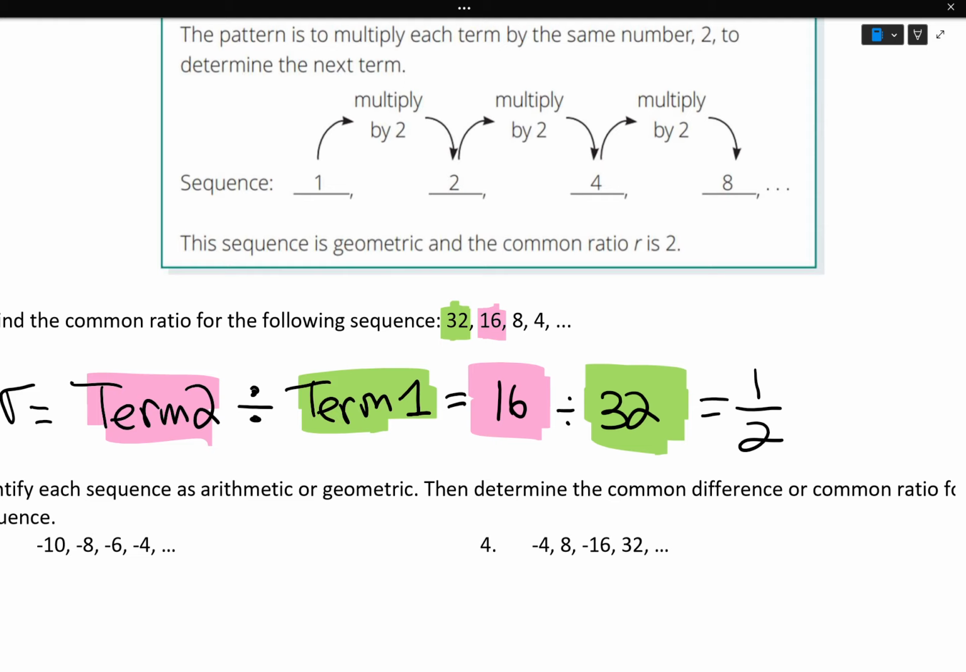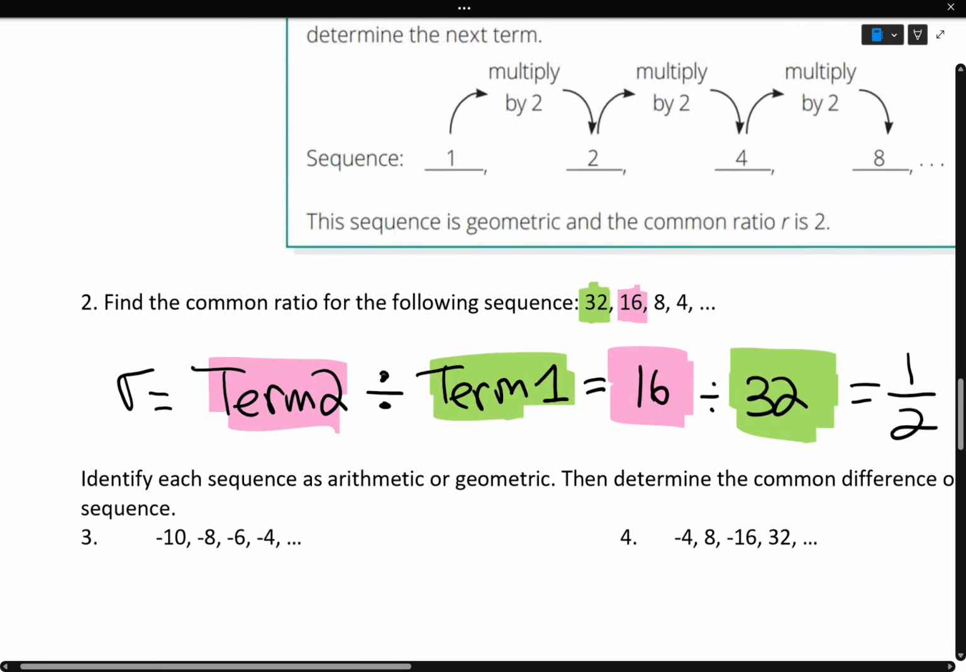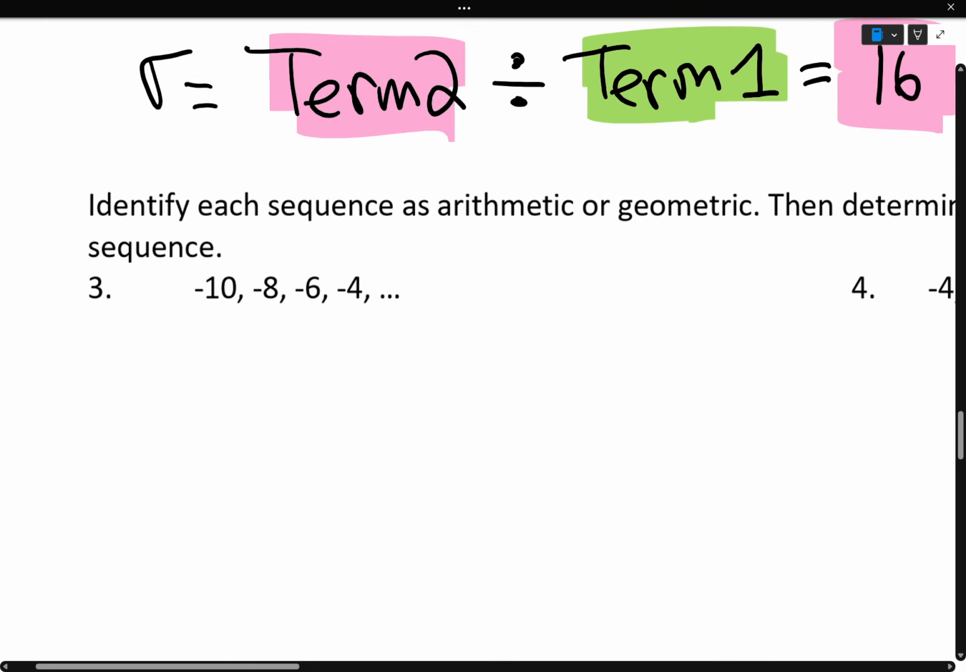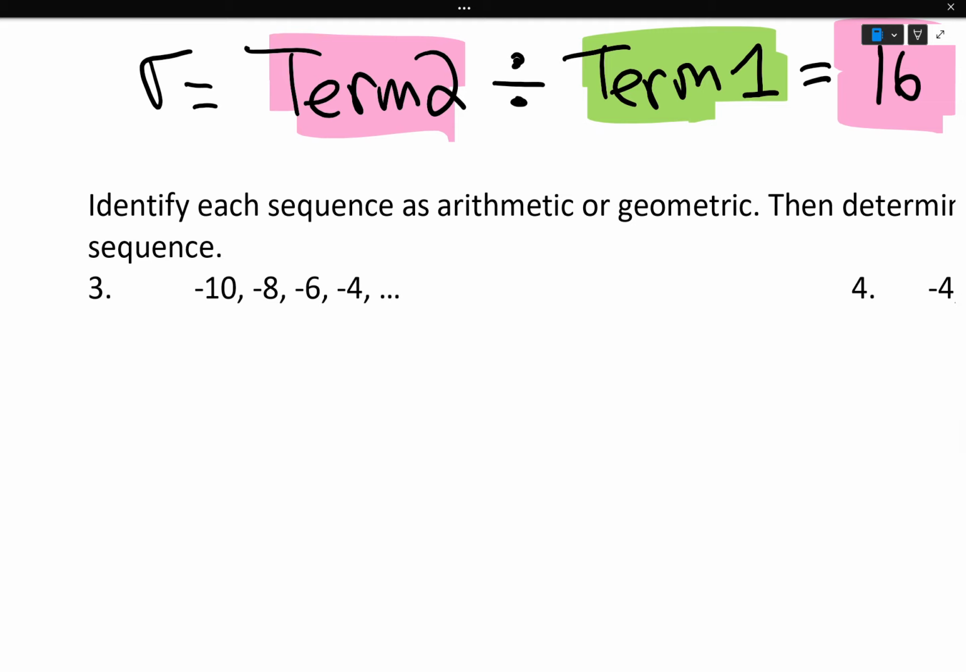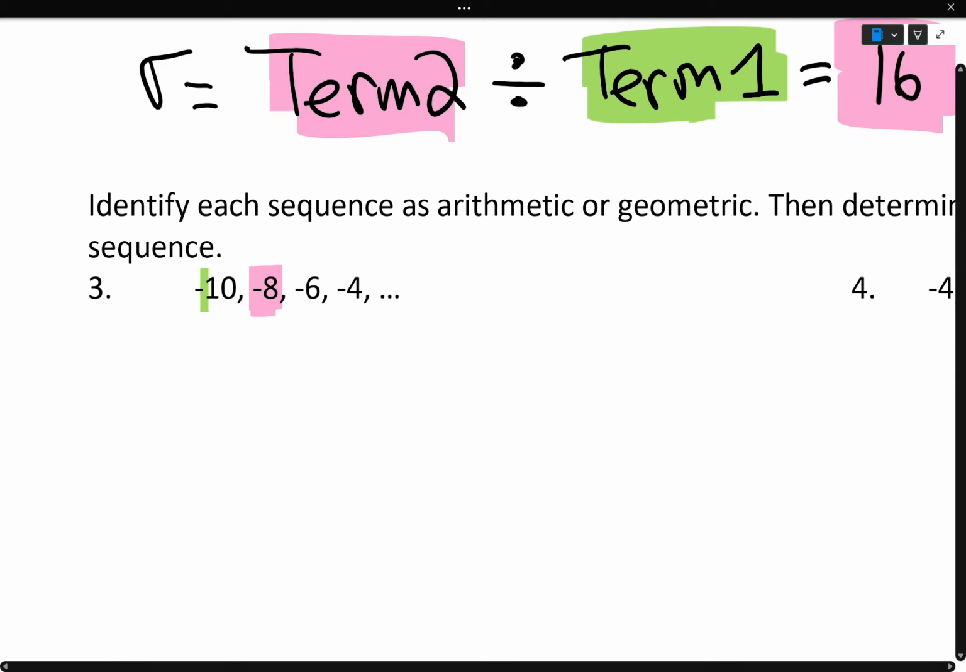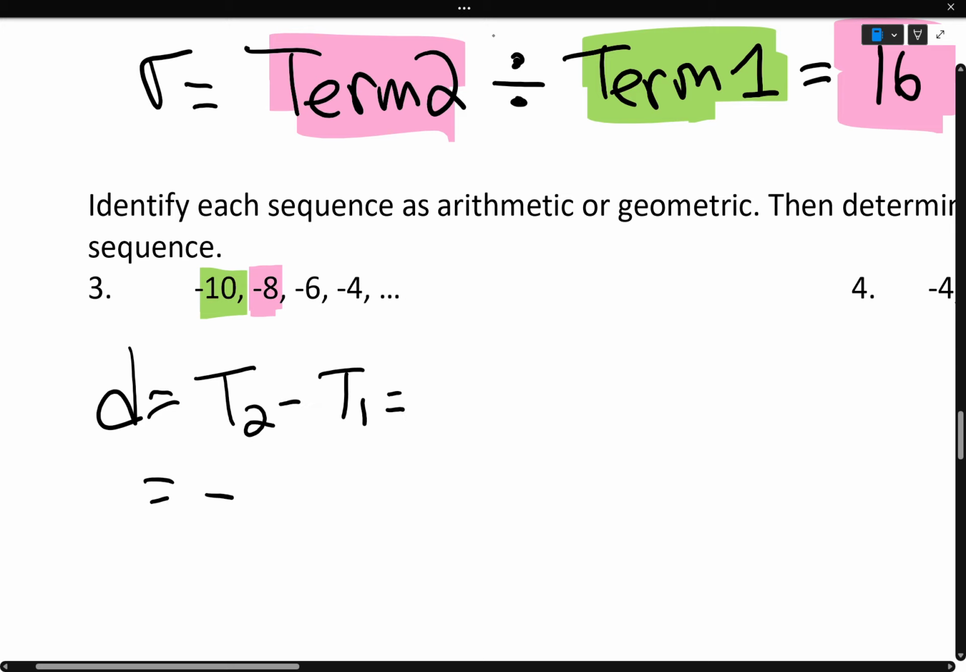All right, let's see if these patterns are arithmetic or geometric. Now, the way we do this is by experimenting. First, I try to see if there's a common difference that holds up. If that doesn't work, I try a ratio. Okay, so term 2, term 1. I'm going to start with finding the common difference and see if it holds up. So common difference would be term 2 minus term 1. So that's -8 minus -10.